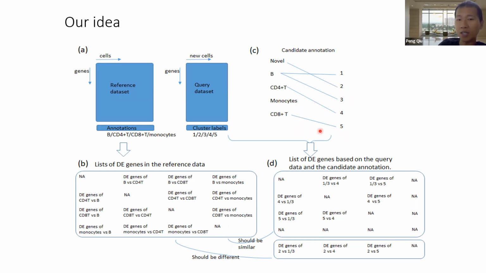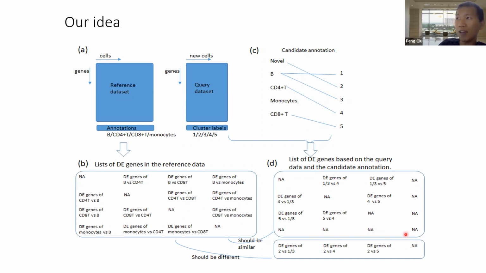So we can make these guesses. And after we make this candidate annotation, which may be correct, may be incorrect, what we can do is take the new data and combine it with this candidate annotation to derive the same knowledge. So for example, since our annotation says cluster 1 and 3 are B cells and cluster 4 are CD4 T cells, if we want to derive knowledge about DE genes between B and CD4 T based on the new data, we should be looking at differentially expressed genes between cluster 1 and 3 combined versus cluster 4, right? And same goes for the logic of this table.